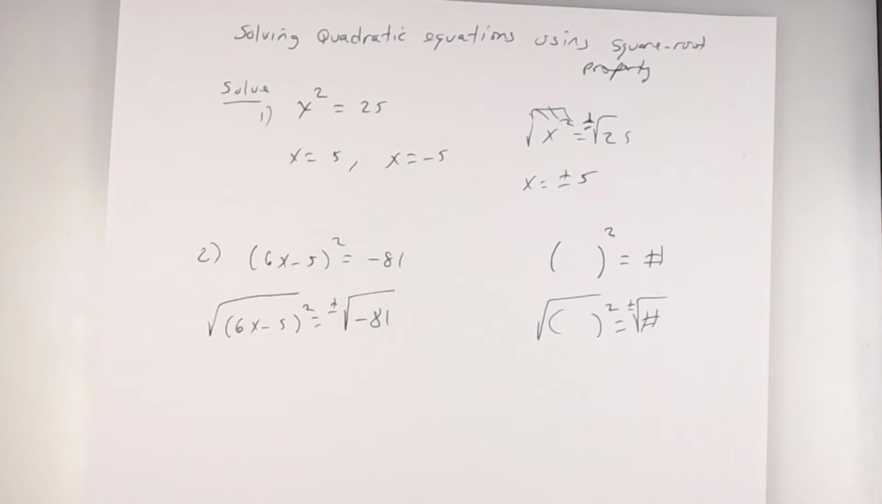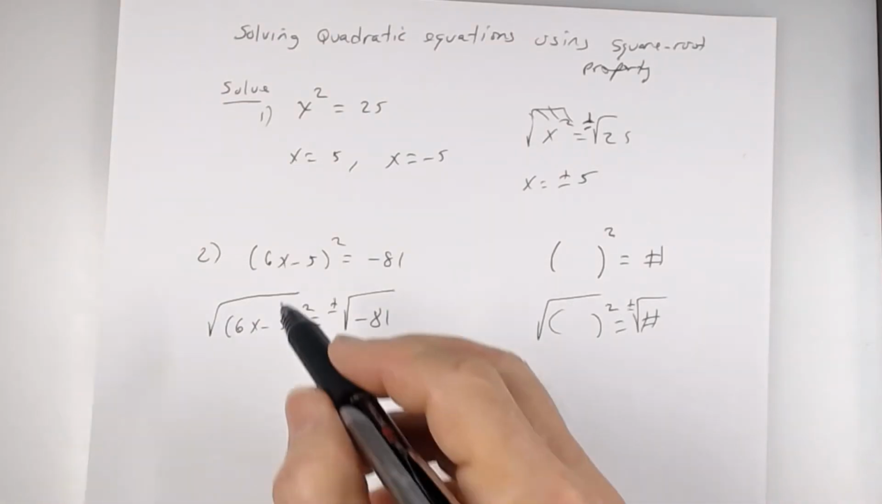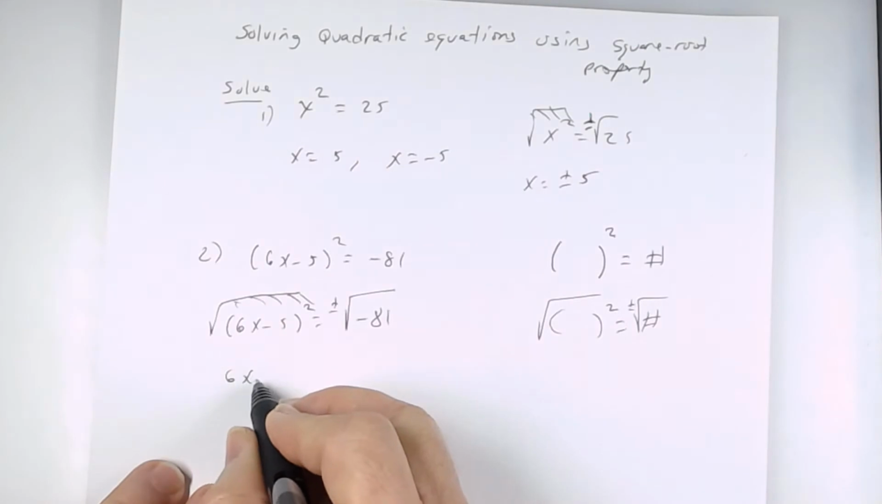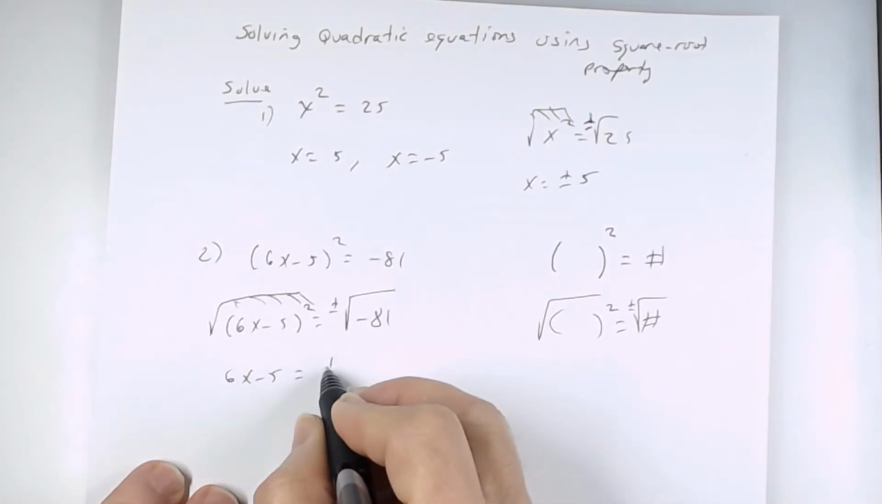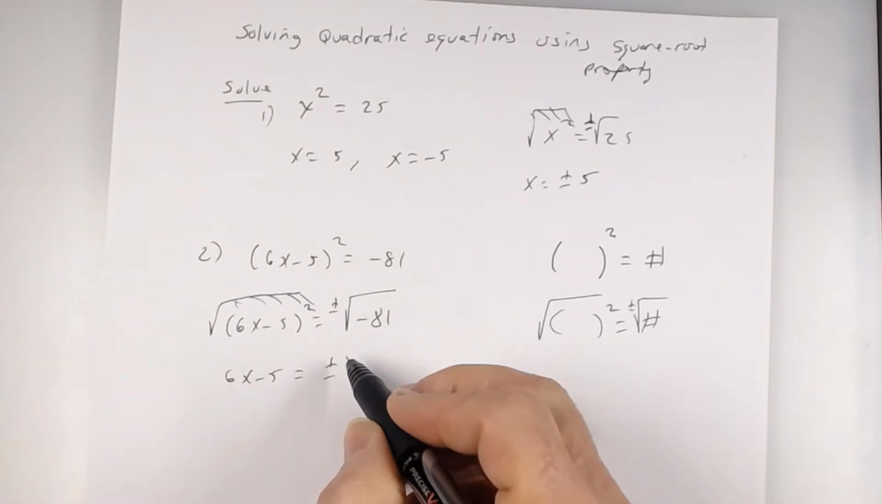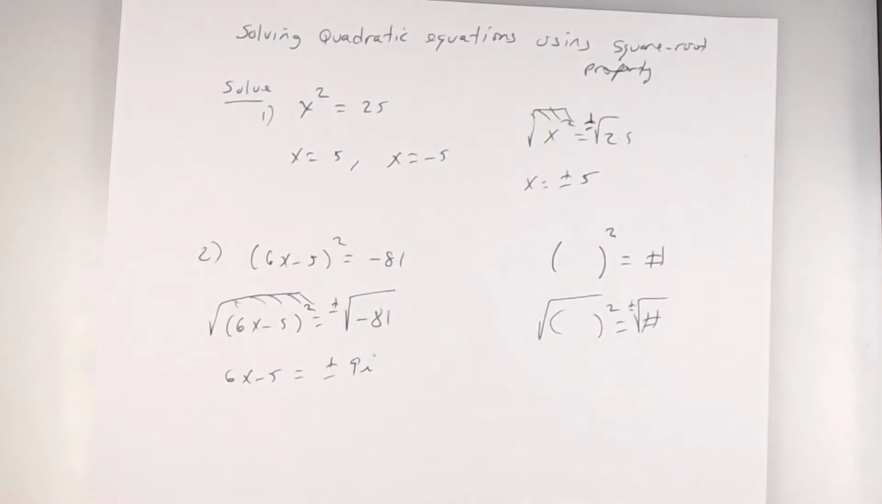And remember the opposite of squaring is square roots. That's why we took the square root of both sides. So the square and the square root undo each other. They're inverse operations. So basically what's left is what was inside the parentheses. What's inside the parentheses? 6x minus 5 equal plus or minus. And based on our discussion in the last class period, what is the square root of negative 81? 9i. All right, so that's where we're at.